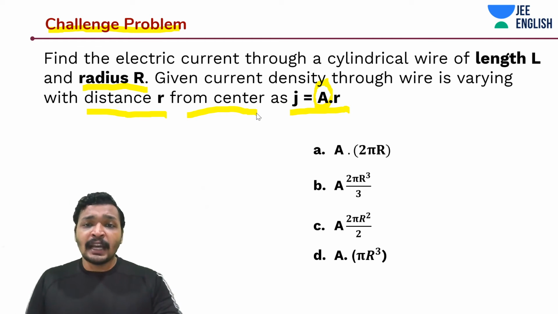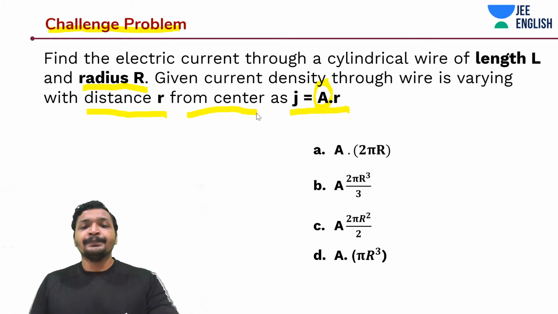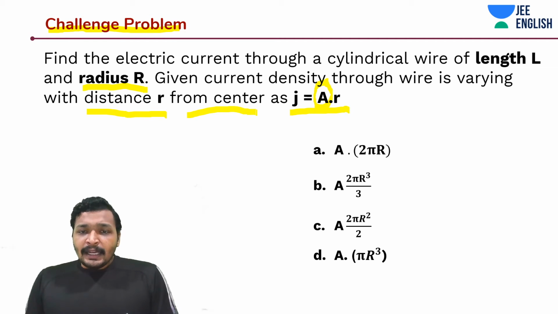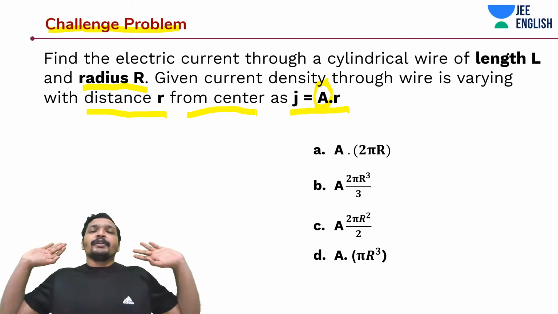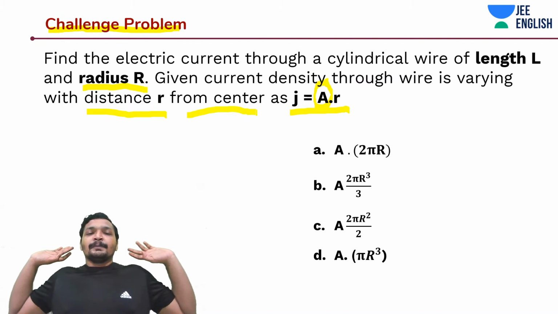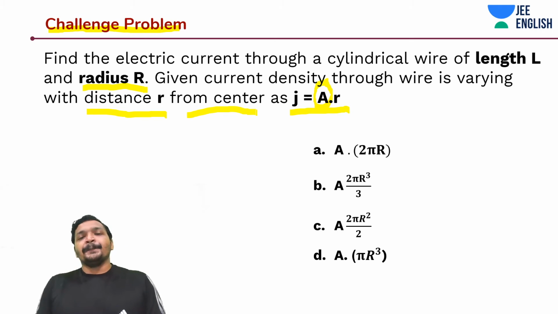You have to solve challenge problems to do it really well. So it's A into r into 2 pi r dr. Let's not put any pen on this paper or anything. How do we do it? I know A is a constant. So it's 2 pi r dr.